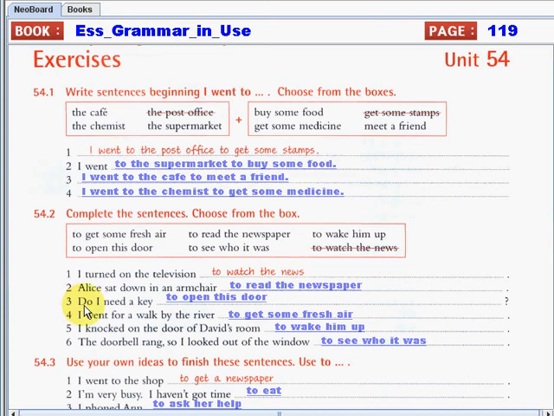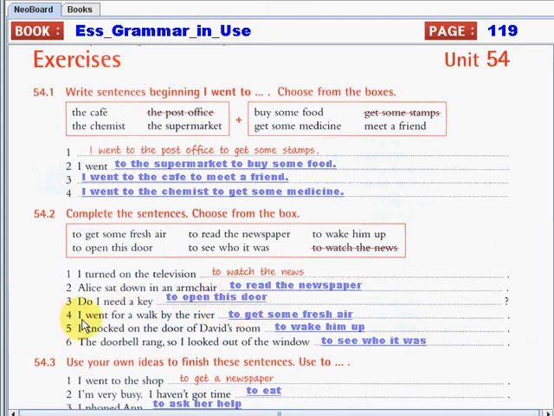Number 3. Do I need a key? Okay, so what are the things you can use with a key? Is it fresh air, door, see who it was, or wake him up? Okay, very good. That is the door. So do I need a key to open this door?